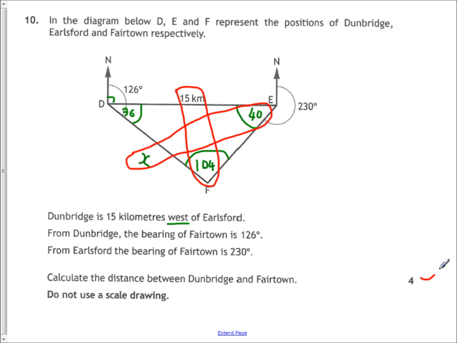4 marks. Again, it's all about knowing how to get started. So pick up on keywords like west, and then you can actually get on with the question. If you don't pick up on that, you're not going to get anywhere.